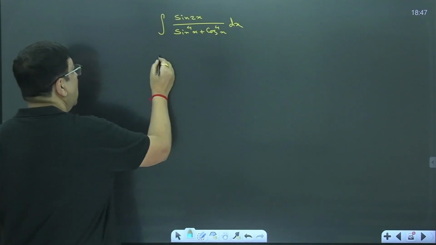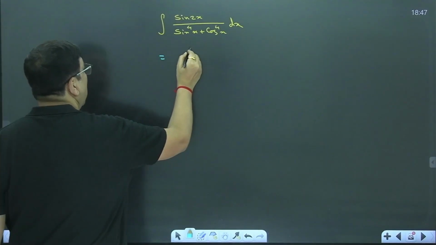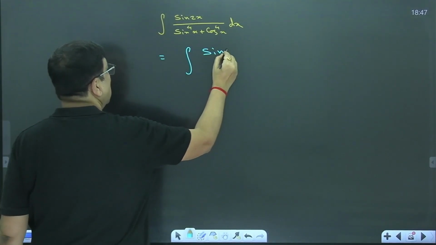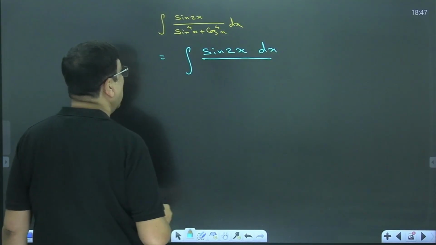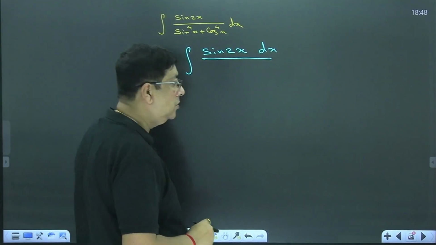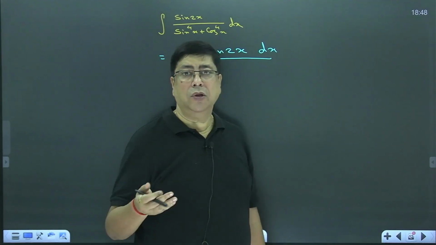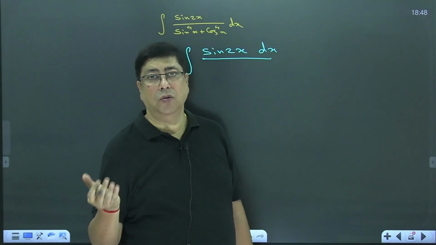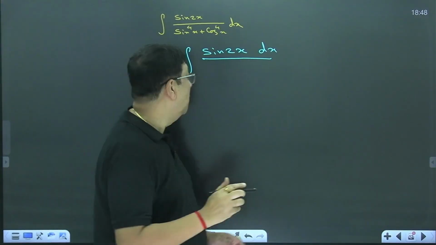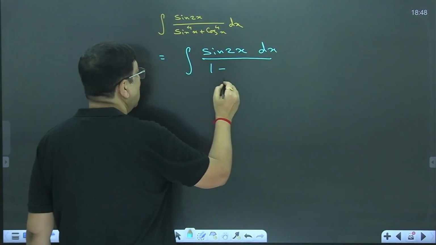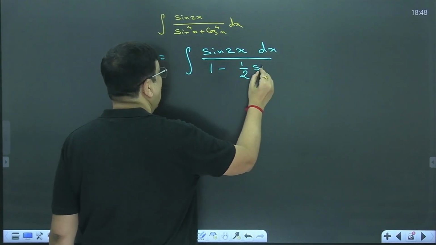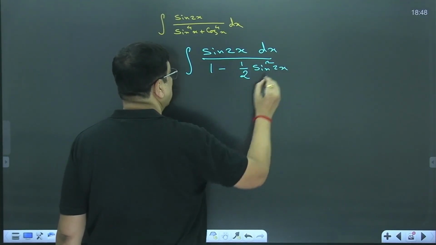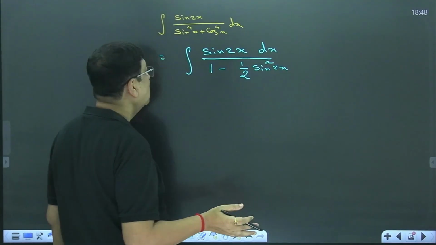Because for any entrance examination, remember that calculus is what matters. Calculus is almost everything. So sine to the power 4x plus cos to the power 4x is sine square x plus cos square x whole square, it means 1 minus 2 sine square x cos square x, that I am writing to be 1 minus half sine square 2x, right? So our target is cos 2x.